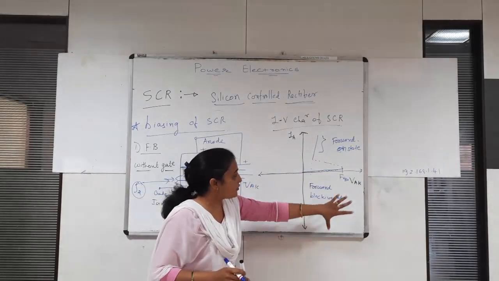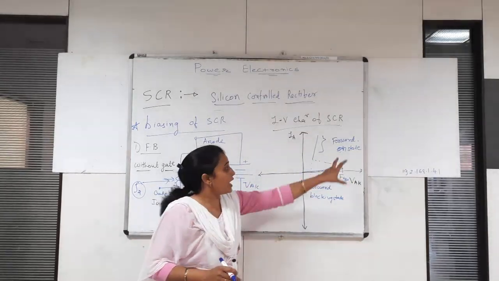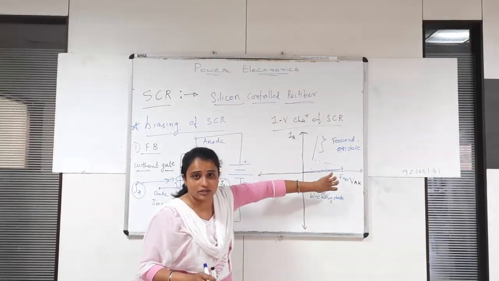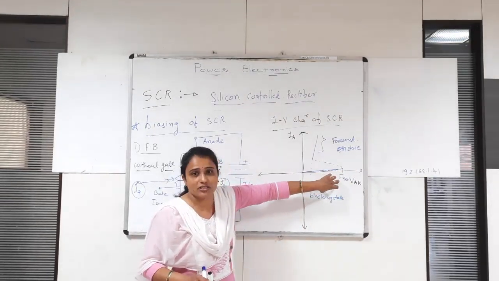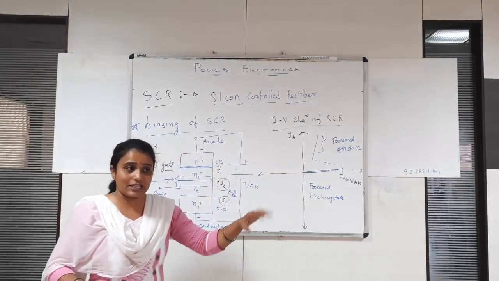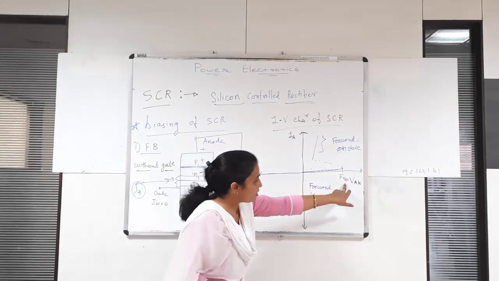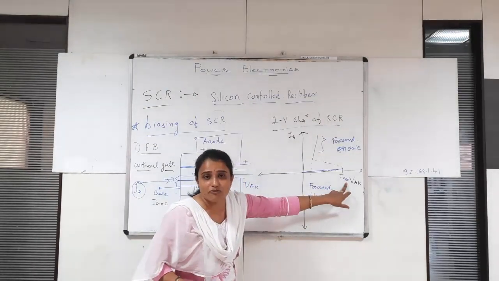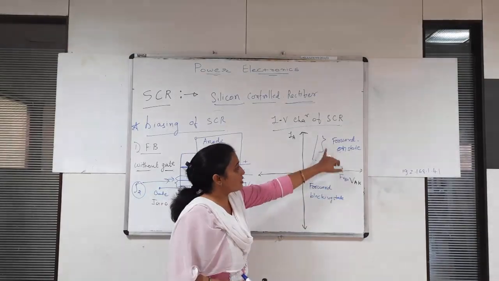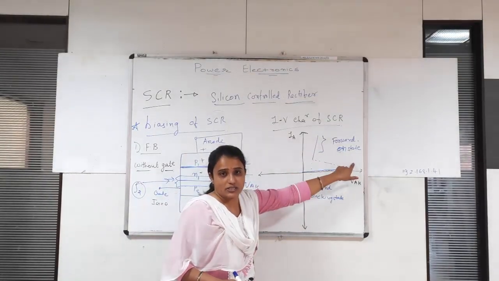So what is the basic difference between the forward blocking stage and the forward on state? In the forward blocking stage, current is flowing due to the minority charge carriers, but that amount of current is not enough to turn on the SCR. But at this level, when a large amount of current is flowing, the SCR is turned on. So that stage is known as the forward on state.